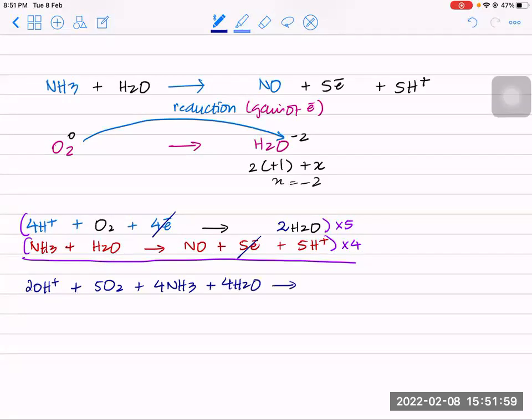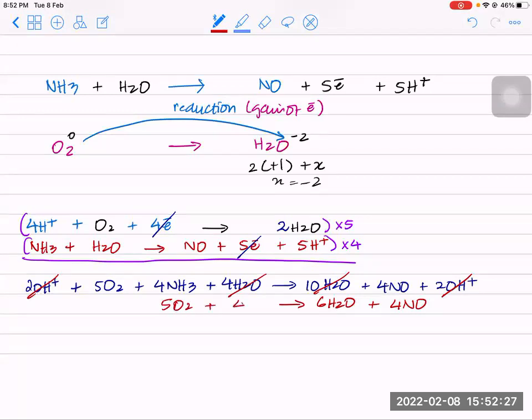Then we have 2 × 5, which is 10 H2O on the product side here. And we have 4 NO. And we have 4 × 5, which is 20 H pluses. Now you see the H pluses also cancel out. Then what else cancels out? Water. You have 10 on this side, 4 on this side. So this becomes 6H2O. So you have 6H2O, 4NO, and we are left with 5O2 plus 4NH3. So this is your overall balanced equation.